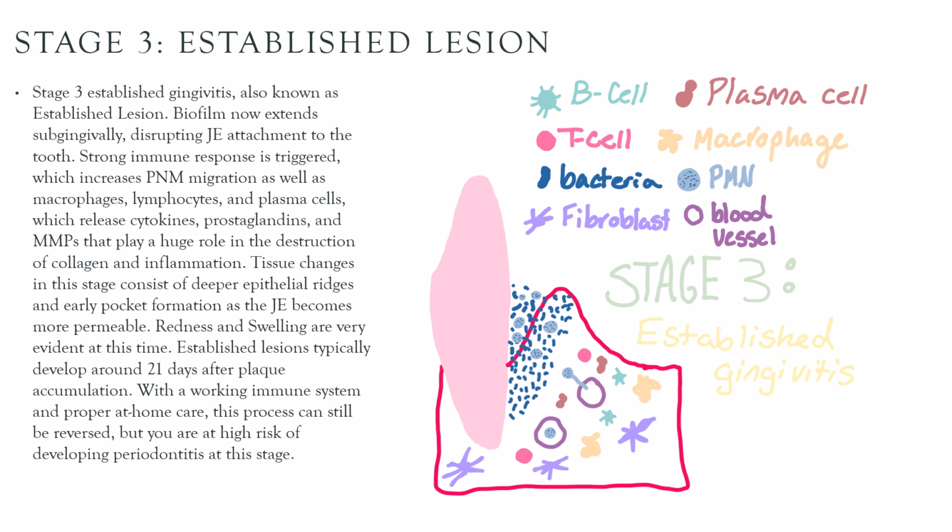This is where it all starts to get very severe. Your plasma cells release MMPs. MMPs break down collagen and cause the disease. At this stage, it can be reversible, as you are starting to see a lot of redness and swelling very prominent at this time. It puts you at a higher risk of developing perio long term.